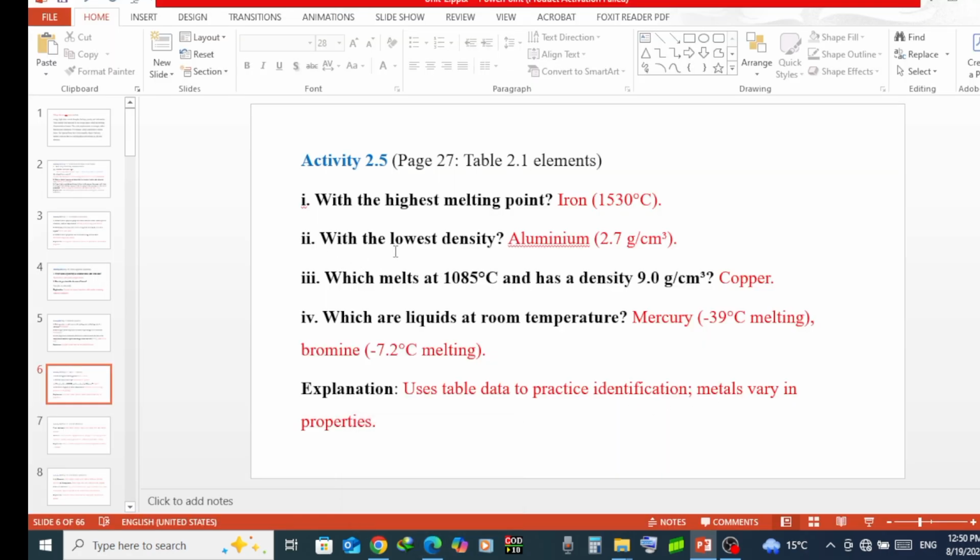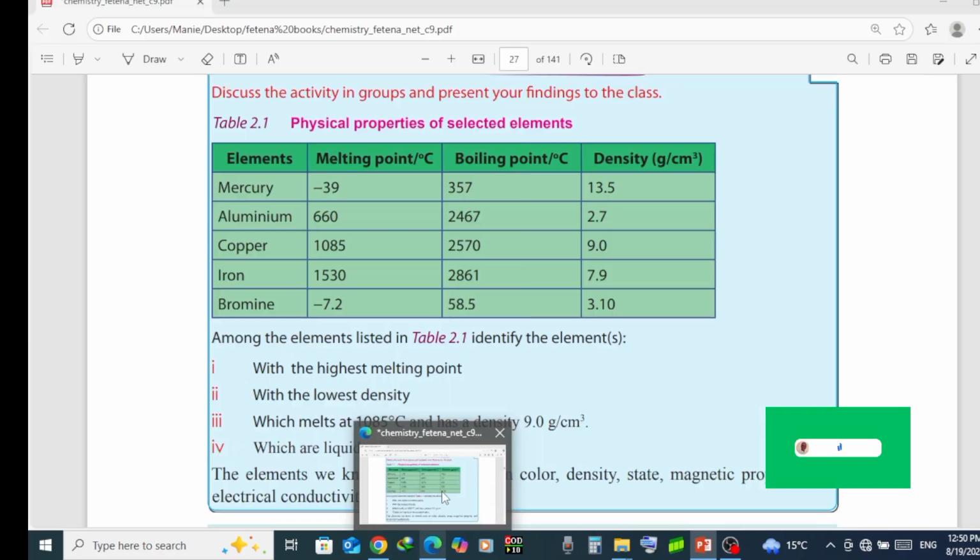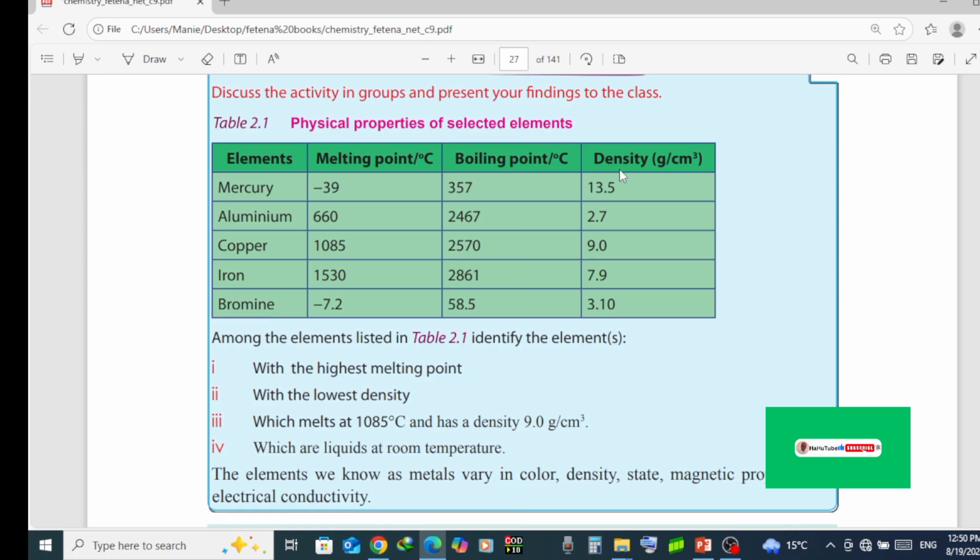And with the lowest density, so again we have to see the density column. Here we have the density column: 13.5, 2.7, 9.0, 7.9 and 3.10. Of this, which one has the lowest density? It is aluminum with the number 2.7 compared with other given elements.